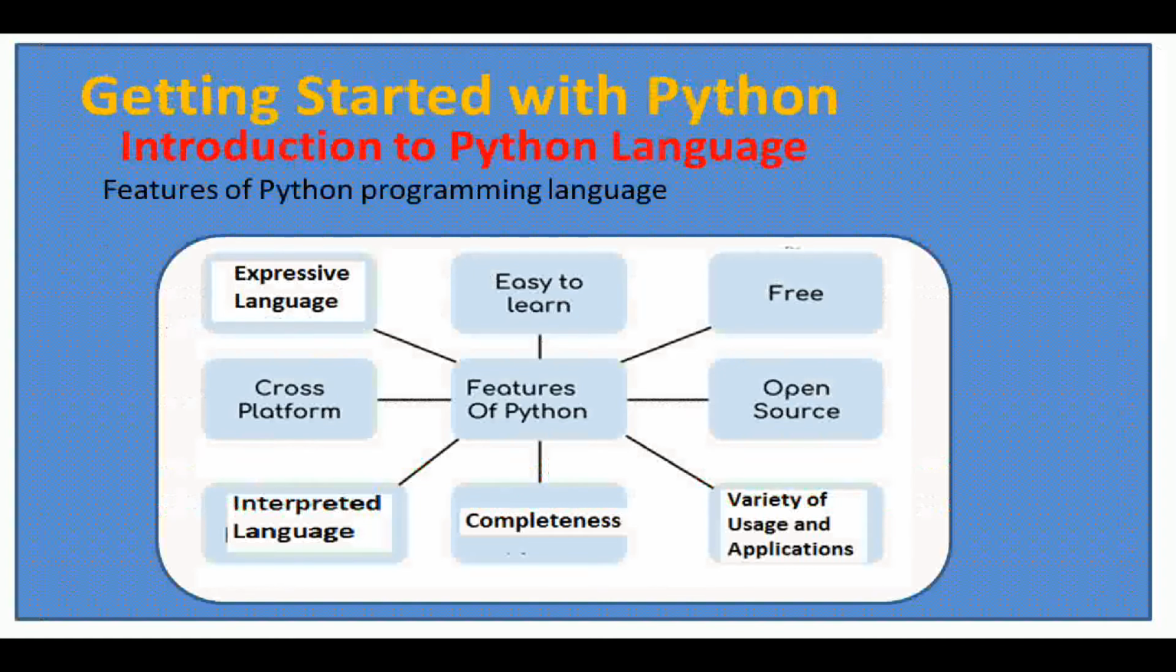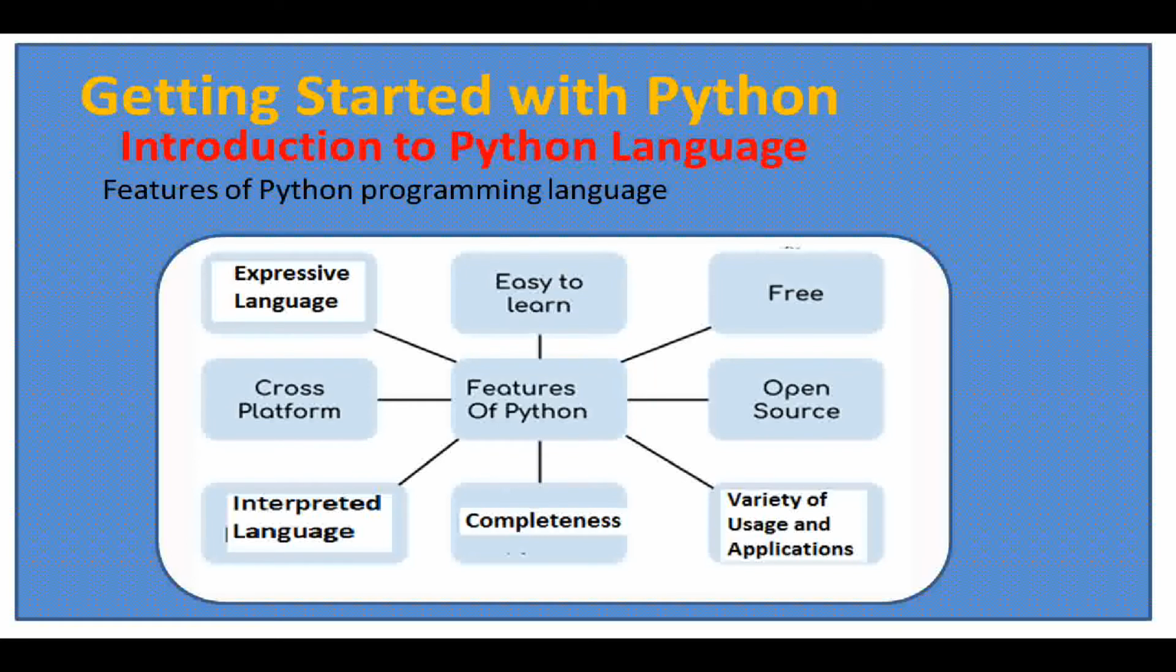Let us now try to understand some interesting features of this Python programming language. Number one, it is easy to use because it is a very compact and easy to use object-oriented programming language with very simple syntax rules. So one can easily start programming with this language. Learning programming with this language is quite convenient.